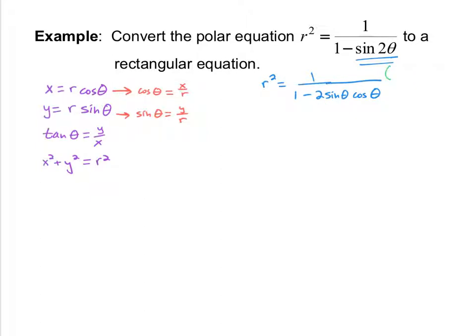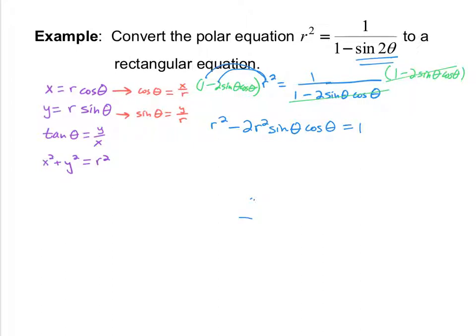So I'm going to multiply both sides by 1 minus 2 sine theta cosine theta. And they cancel on the right, and I'm going to multiply through, so I get r squared minus 2 r squared sine theta cosine theta equals 1. Now let's say that you didn't notice that combination of r sine and r cosine, and you're just looking at this. Well, here's where I would make the substitution for the sine and the cosine.